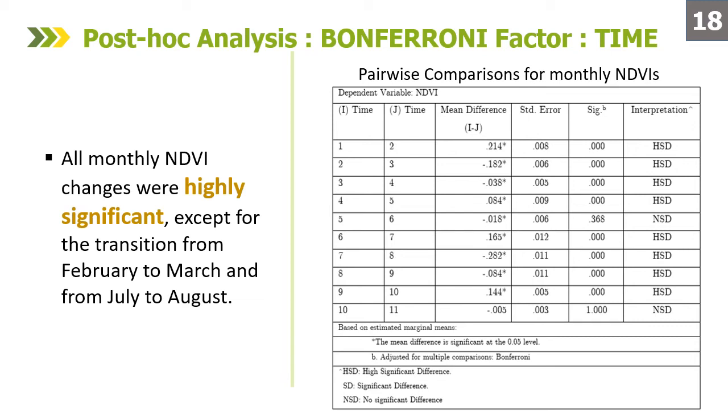Bonferroni paired t-test was used to determine if there is a significant difference between NDVI values month after month regardless of treatment supplied to the subsamples. From the result, it can be observed that all monthly NDVI changes were highly significant, except for the transition from February to March and from July to August.